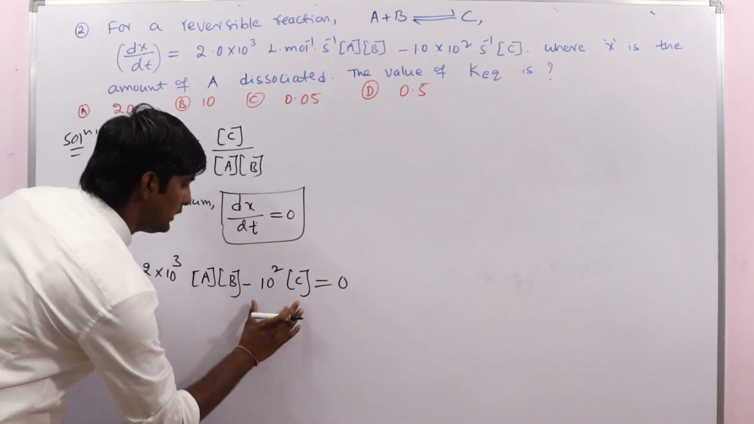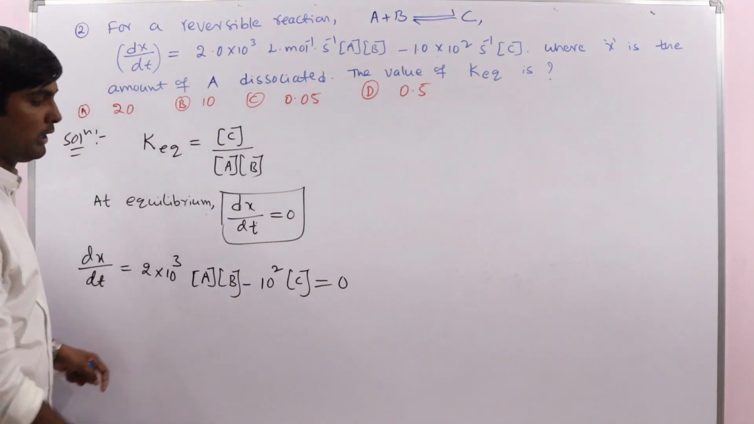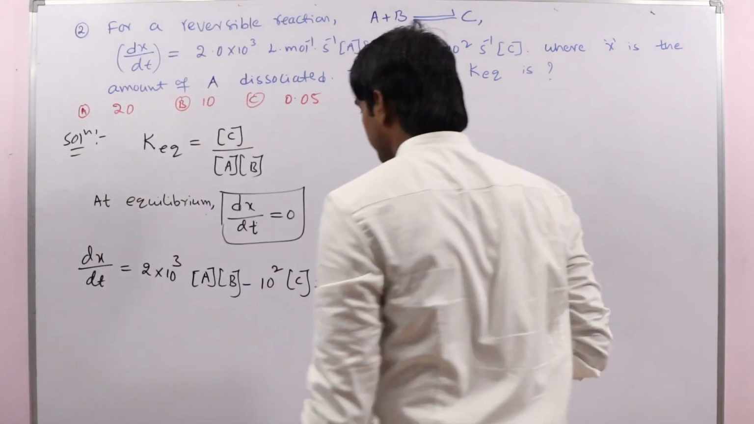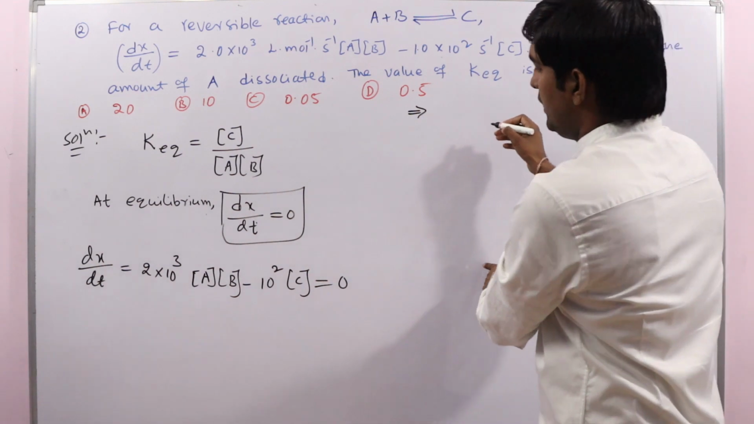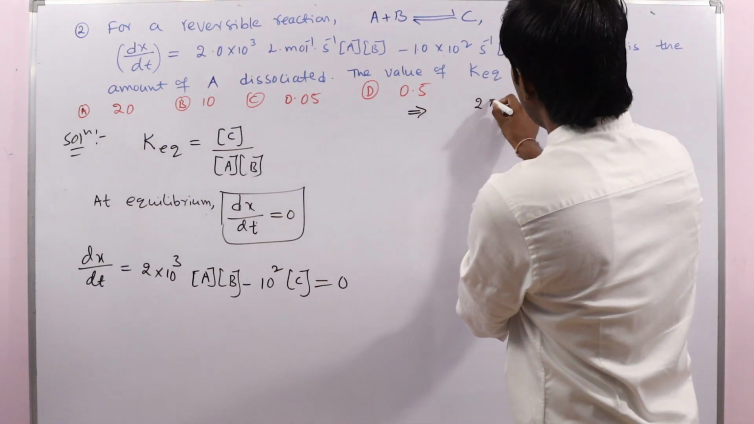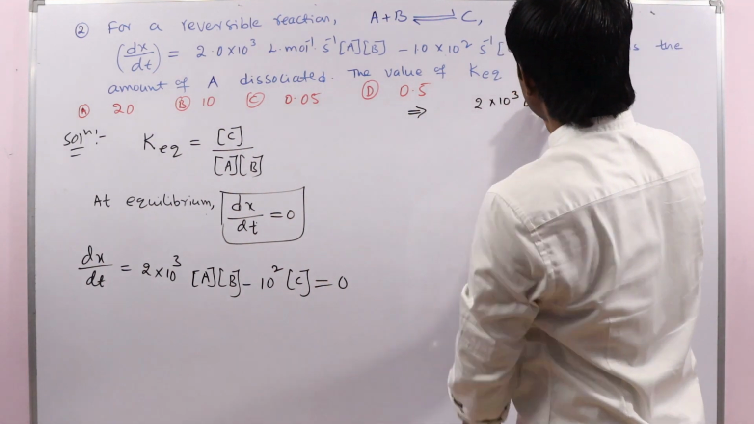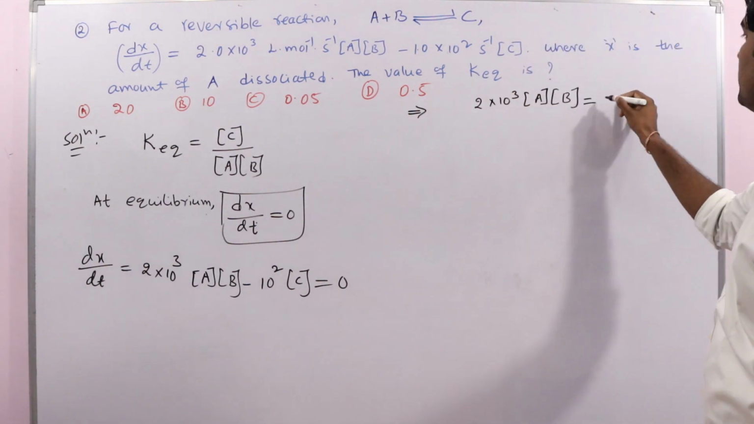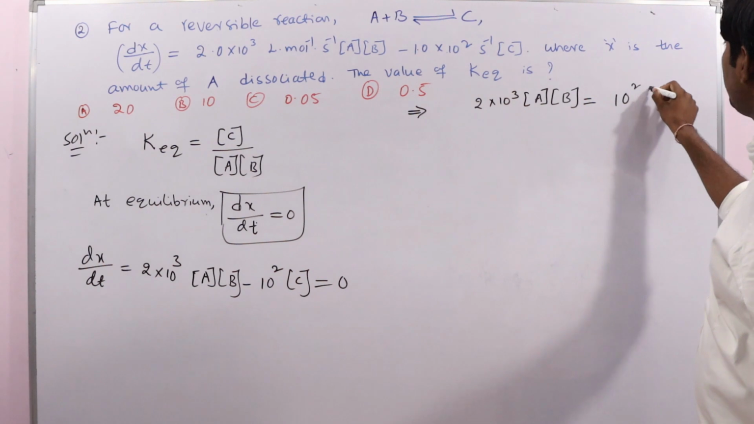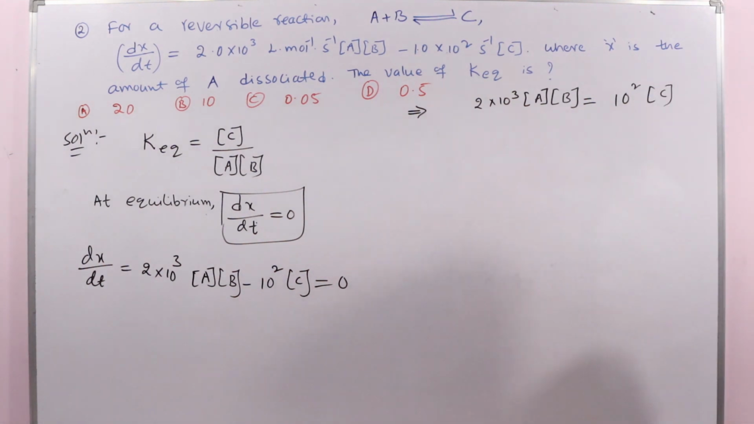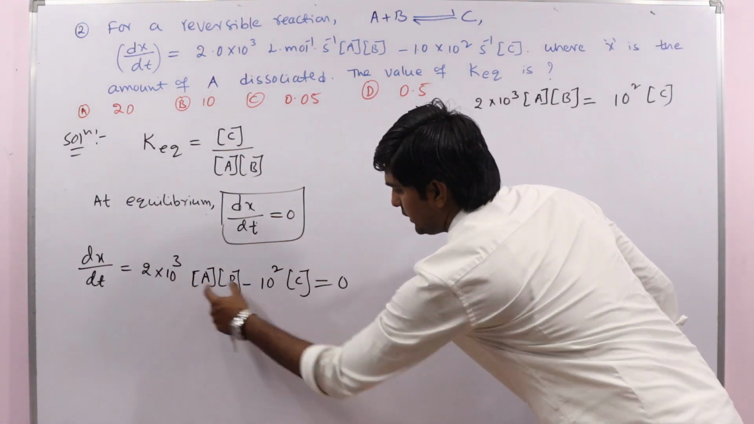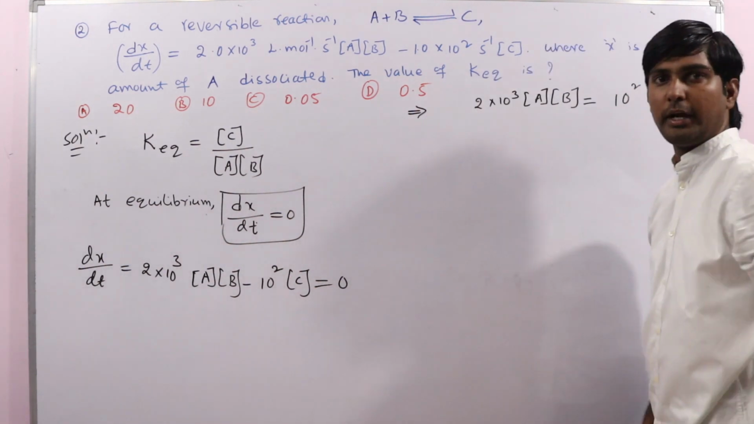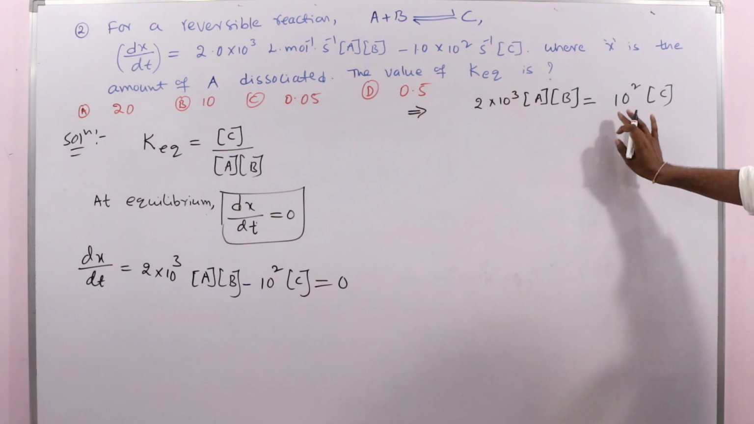Now take this term to the right side. So we get 2 into 10 power 3 into the concentration of A into the concentration of B is equal to 10 square into the concentration of C. This equation is equal to 0, so that's why we are taking this term to the right side of the equation. We get it in this way.